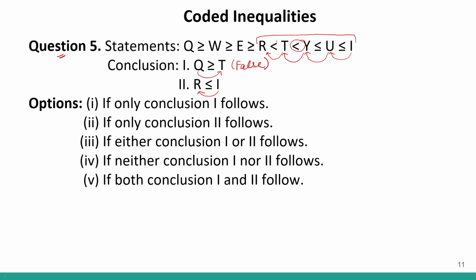If you look at these two symbols, these are symbols of greater than, not greater than or equal to, correct? So we have to find whether I is greater than or equal to R. But over here I can conclude that I is greater than R, but I cannot conclude that I is greater than or equal to R. This much information I can conclude. So this statement will be false. So my answer will be option number 4, that neither conclusion 1 nor conclusion 2 follows. Clear?